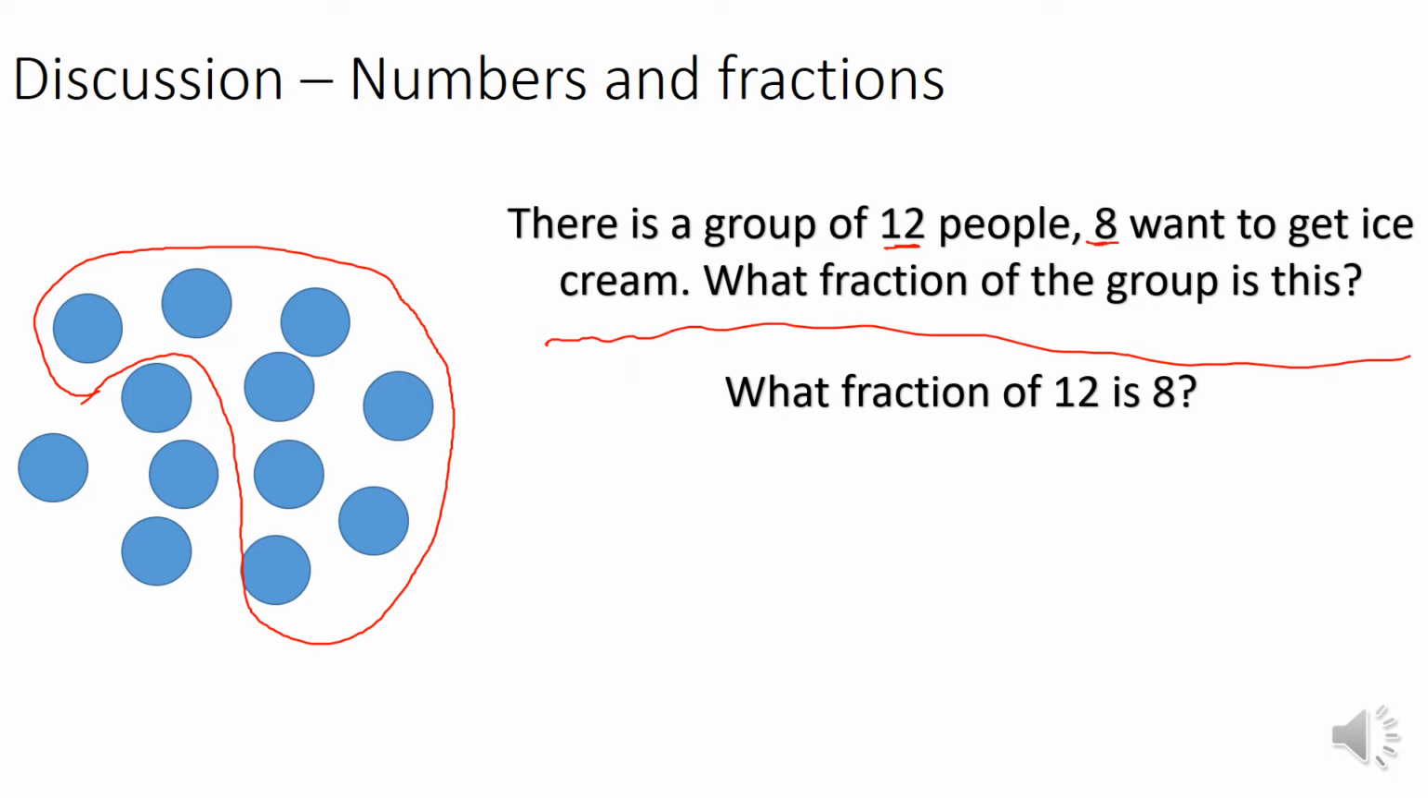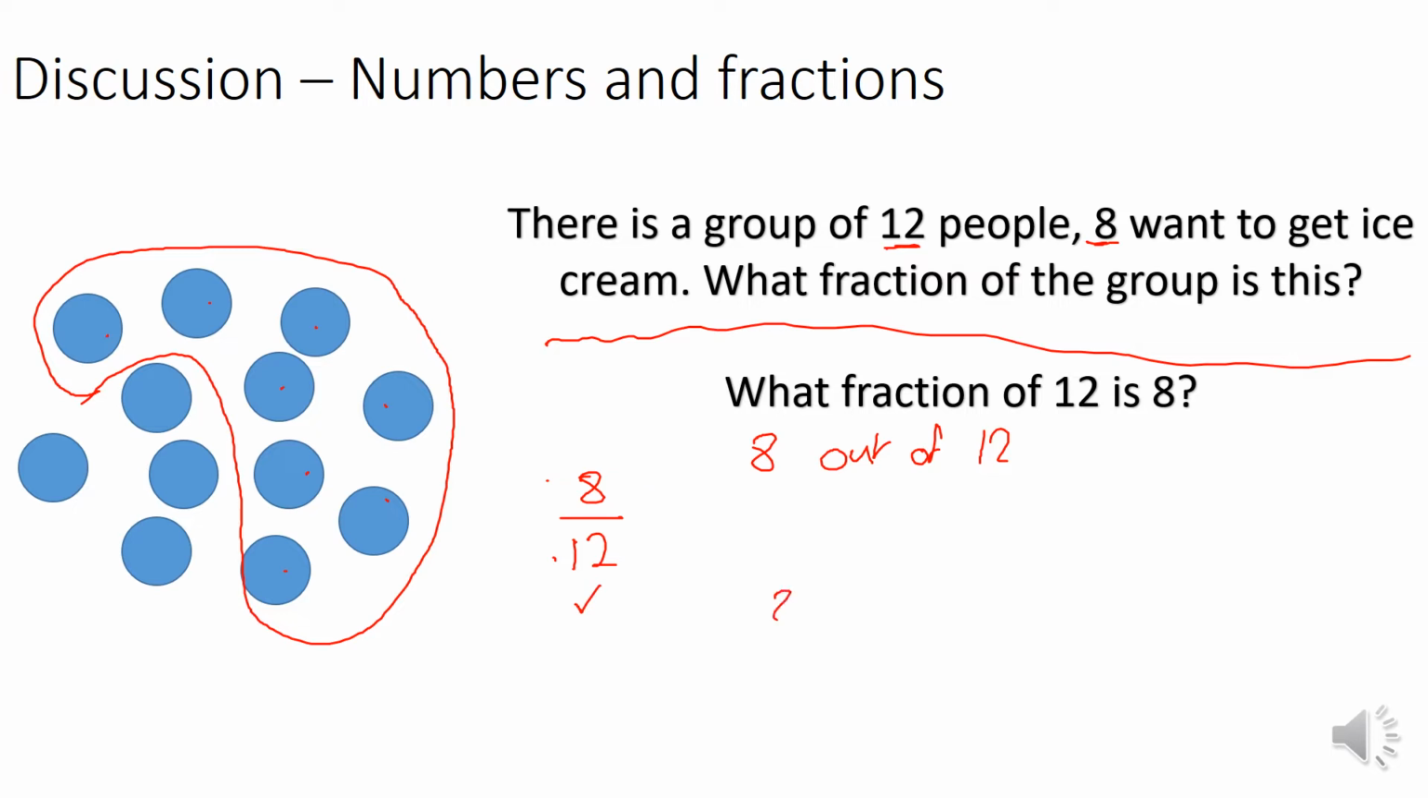So we've got 12 in total, so the denominator of the fraction, or the bottom of the fraction, is going to be 12. That's how many it's out of. And the number we have is 1, 2, 3, 4, 5, 6, 7, 8. So we've got 8 out of 12. This is correct, but we can still simplify.